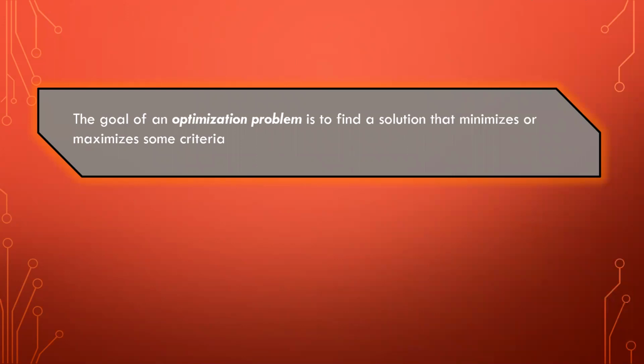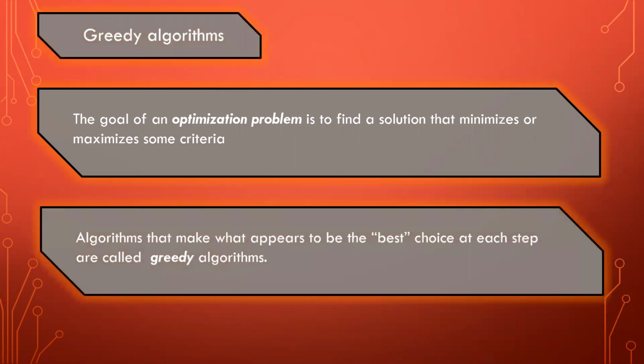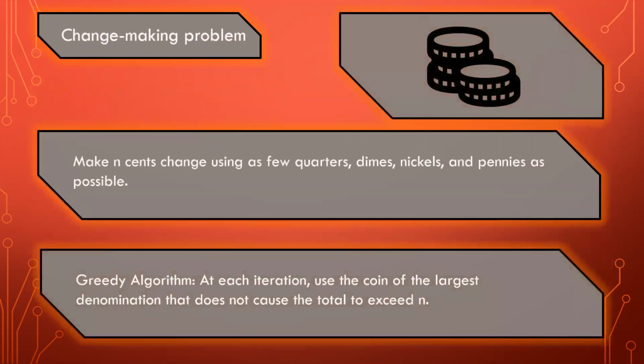One way to find solutions to optimization problems is what's called greedy algorithms. It's important that you note that both of these are broad categories. Optimization problems come in many shapes and formats, and greedy algorithms are one generic type of approach. This is an algorithm that makes what appears to be the best choice at each step, based again on some criteria. So we're going to look at one such greedy problem. We'll actually end up looking at two. Let's start with this one, the change making problem.